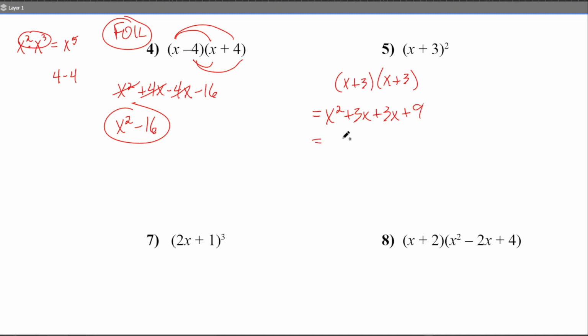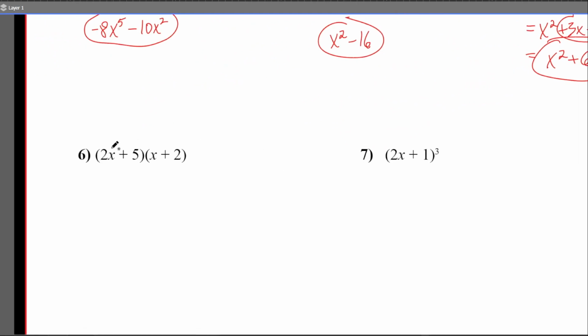Now we add like terms. There's no like terms with the x squared, but we can add these together. Plus 3x plus 3x is plus 6x. A lot of people on the quiz put plus 9x. Remember, you're just adding. 3 plus 3 is 6. It's not 9. This is where you add the 9 because you went 3 times 3, which is 9. That's my answer right there. Let's keep going.